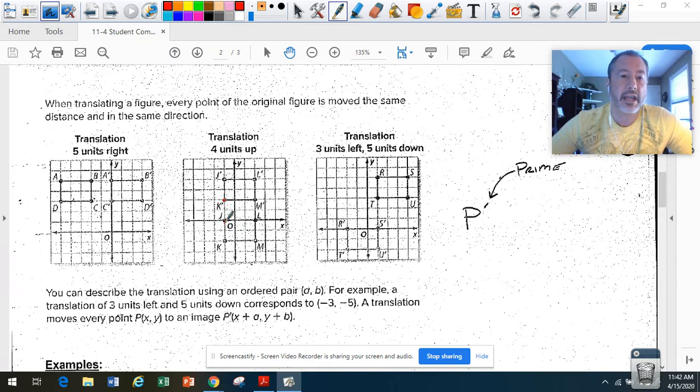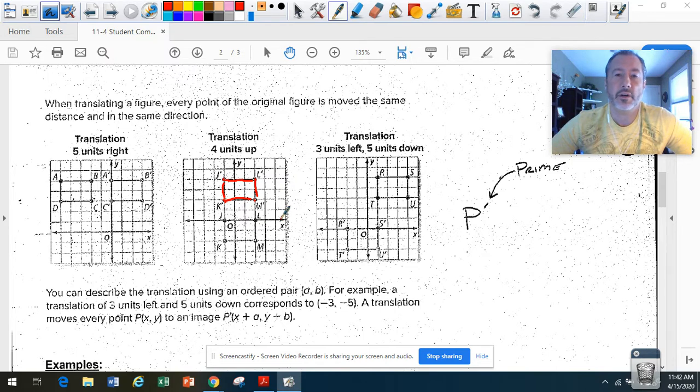Let's move up the J. Move it up 4. 1, 2, 3, 4. There's my J prime right there. Go over here to my L, move up my L, 4. 1, 2, 3, 4. There's my L prime right there. And move my M up. 1, 2, 3, 4. M prime right there. Put your dots, connect your points as you have here. And then you have your new image here. Okay, this is your prime image.